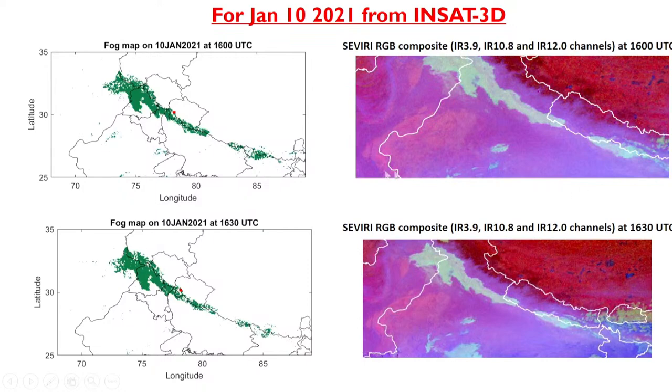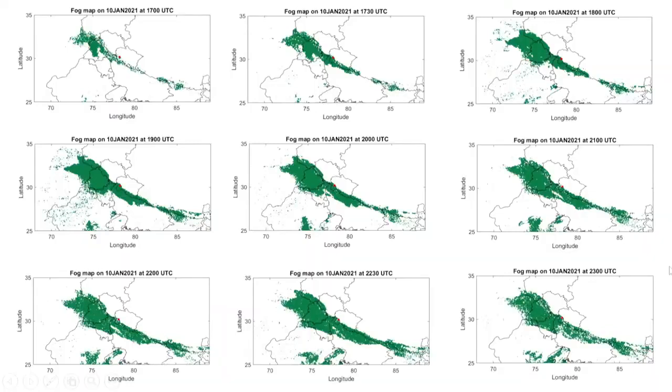Then again another retrieval on 10th January 2021. Here we have shown the comparison with the RGB composite. You can see the matching of the retrieved fog and the normal RGB composite. Again, the retrieval at various times, so you can see how the temporal variation of the fog is there. Like here, at 17 UTC, it has just started forming, and then its spatial extent is increasing, and then it is almost the same up to around 2030 UTC and 2230 UTC, and then it starts dissipating.